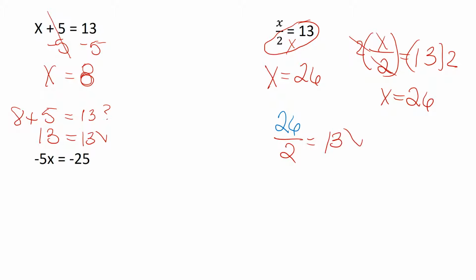And then our final example here is negative 5x equals negative 25. Negative 5x is a multiplication problem. The opposite of multiplication is division. So in order to isolate the x, I need to divide both sides by negative 5, since that is what is currently with the variable. These will cancel, leaving me with x equals negative 25 divided by negative 5 will give me a positive 5.